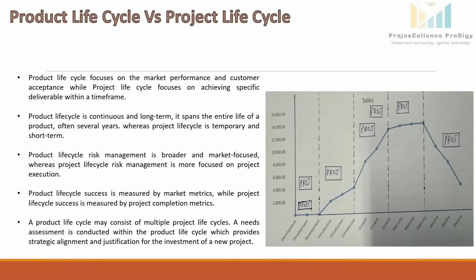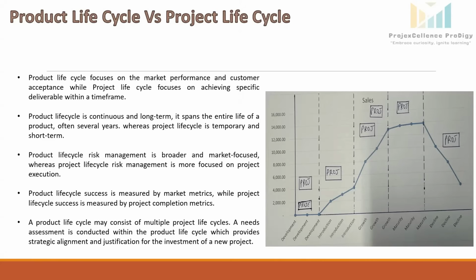Product life cycle is continuous and long term. It spans the entire life of a product from the time a product is first thought of until it is no longer sold. While the project life cycle is temporary and short term. Once the project goals are achieved, the project life cycle ends.